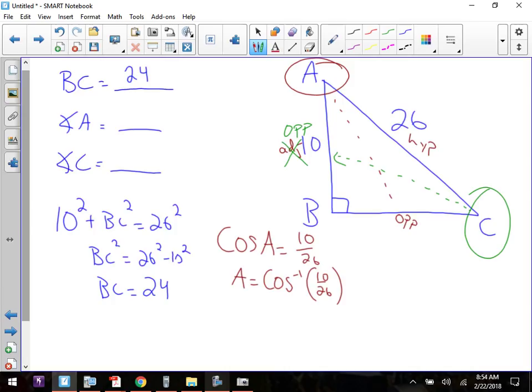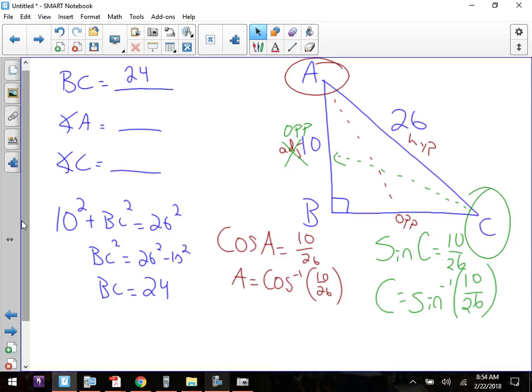No. Now to find angle C, what trig function am I going to use? Sine. Okay, you do that. Now going backwards off of that, the inverse to get the angle by itself, we hit the button that says inverse sine. So your angle C will become the inverse sine of 10 over 26. Again, we wrote everything out before we pressed any buttons because it's the easiest way to not screw up.